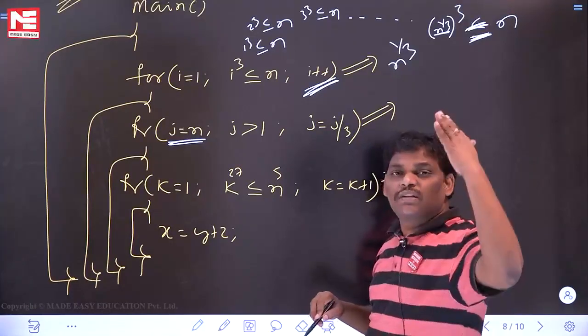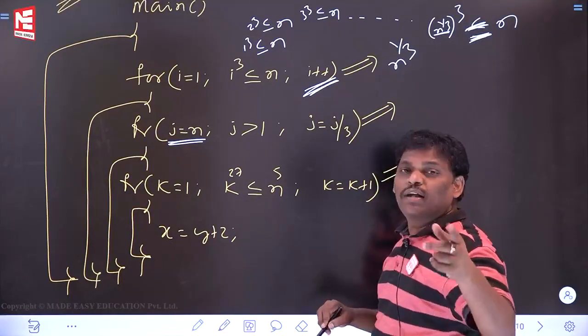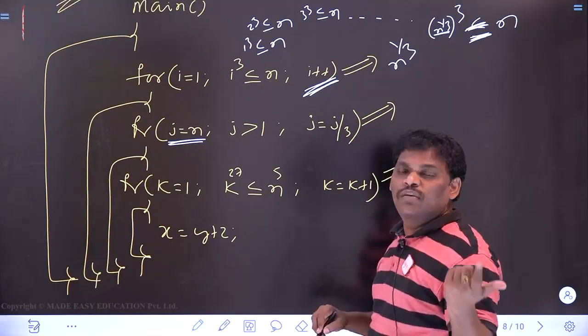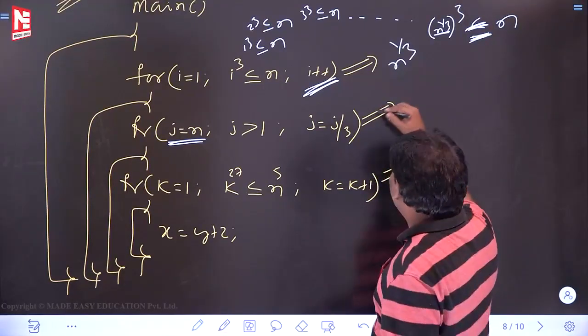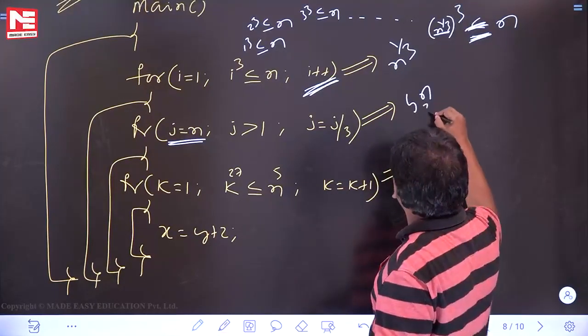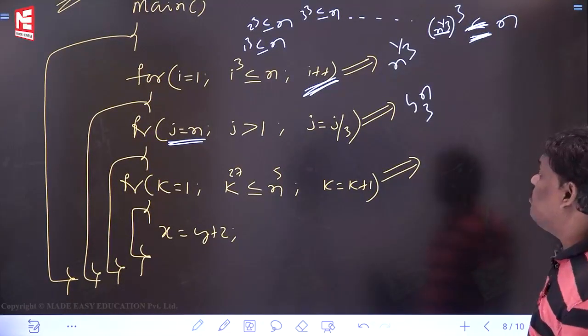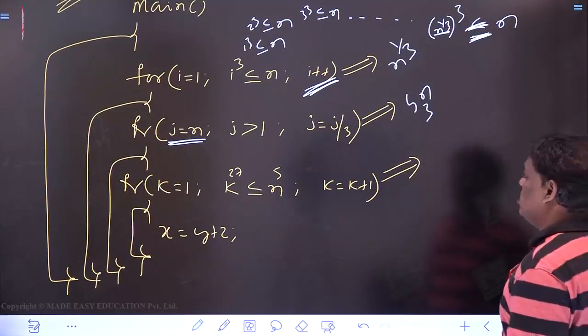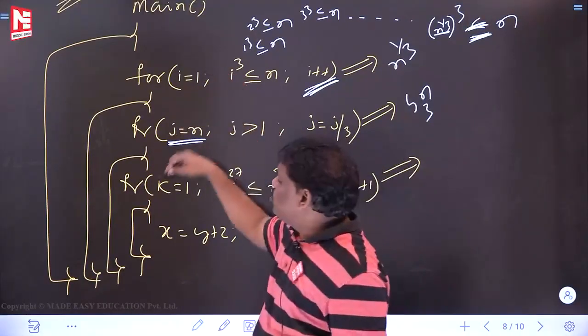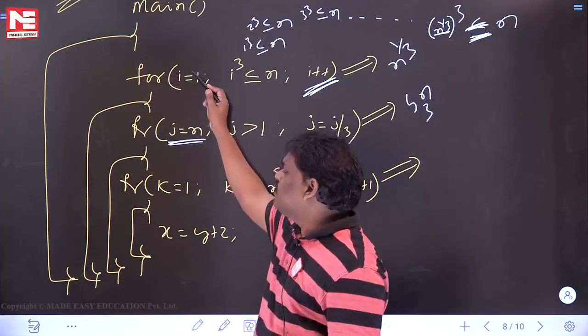I think if you always divide, log n will come. If you always divide by 2, log n base 2. If you always divide by 3, log n base 3. I think this is going to be, what is the answer? Log n base 3. First loop is n power 1 by 3. Second loop is log n base 3. See the third loop. I think the third loop and first loop are almost similar. I want to say that is the reason I gave it.